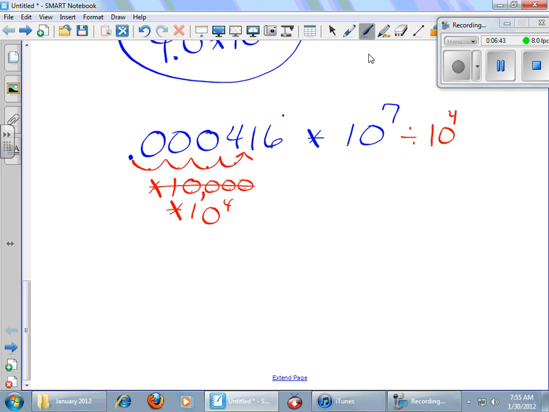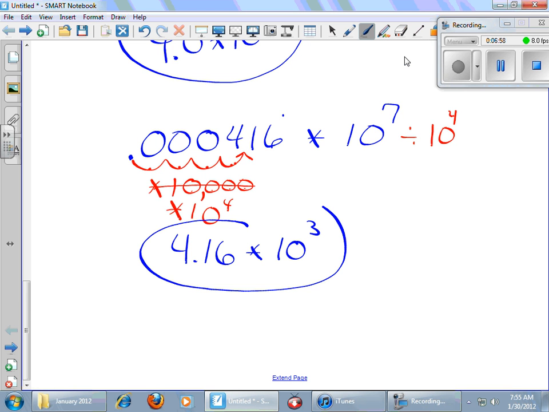Where does the 4 come from? 1, 2, 3, 4 zeros. Either way, they're the same thing. Okay, so now I multiply this, and I get 4.16 times 10 to the 3rd. And there you go. We're in scientific notation.